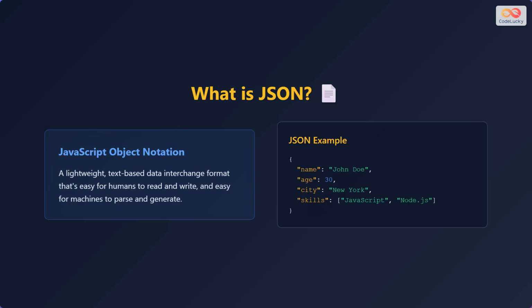On the right is a basic JSON example. It contains key value pairs where name is John Doe, age is 30, city is New York, and skills is an array containing JavaScript and Node.js.